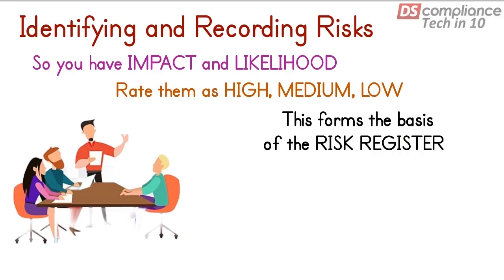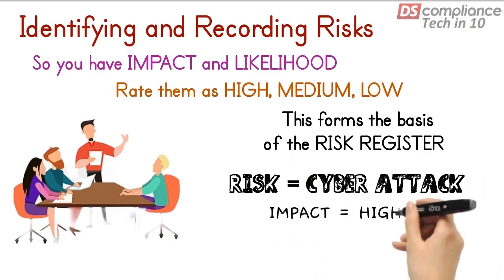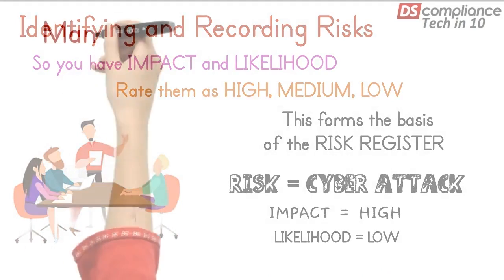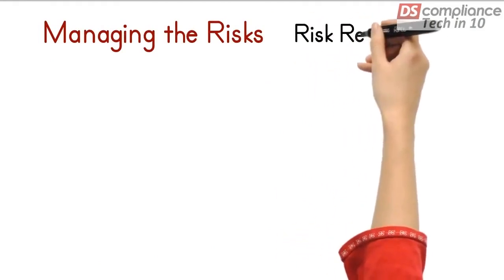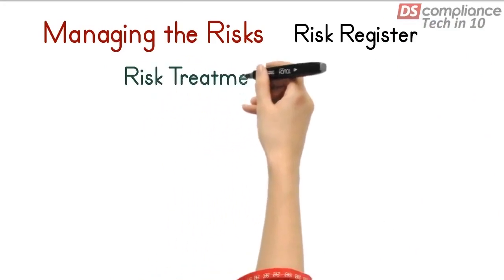An example of this might be the risk of a cyber attack, where you could record the impact as high, and the likelihood as low, assuming all your cyber defenses are in good shape. At this point in the process, you have a risk register. You now need to decide how you are going to treat the risks you have identified.